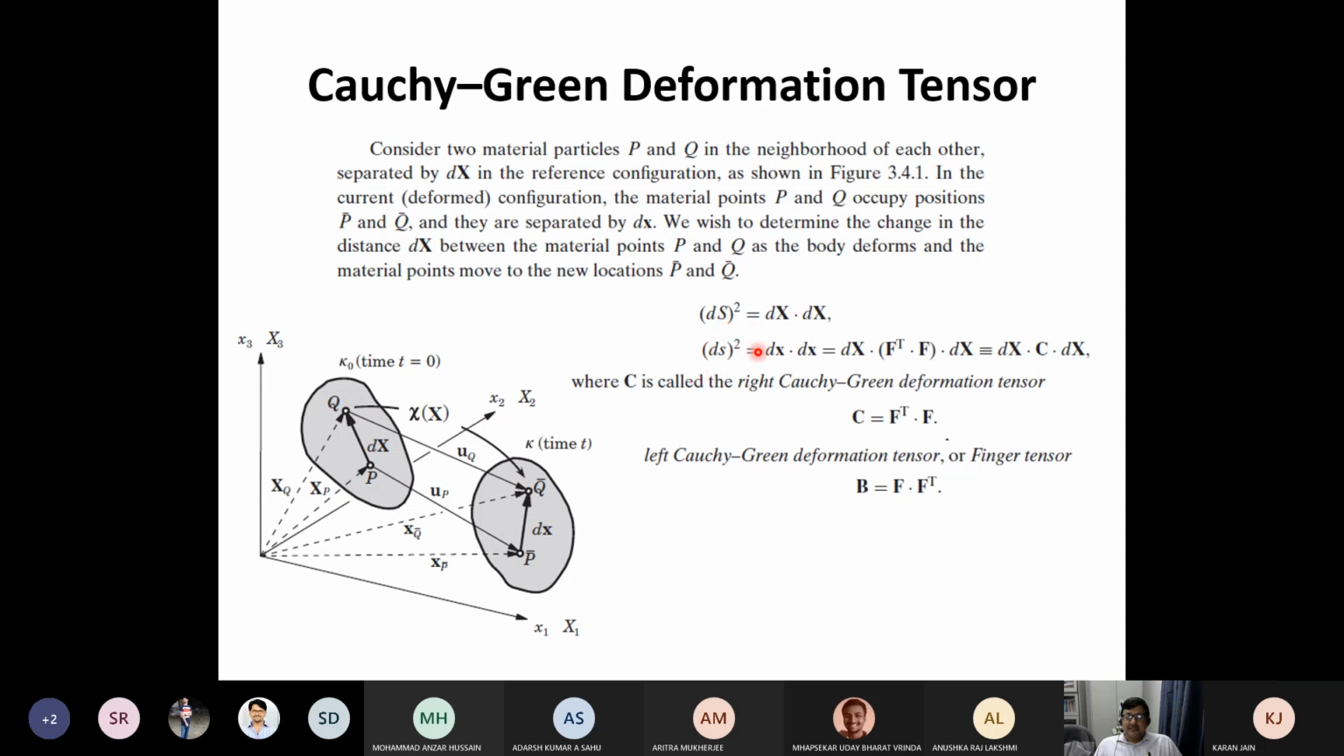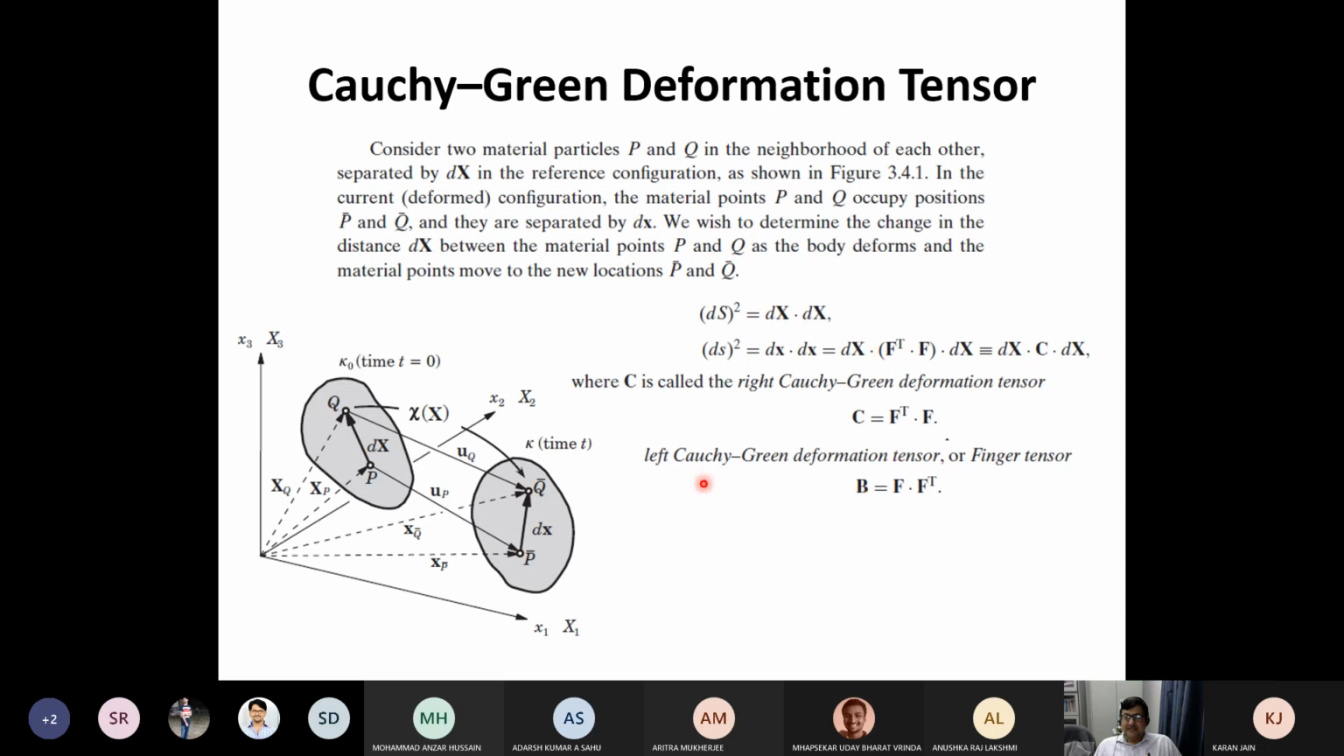And small ds square is the final area, and capital dX square is the initial area. So if you place all of them, suppose small ds square is dx dot dx. Now dx, you know, is dX dot F transpose dot F dot dX. If you write it like that, F transpose into F you express in terms of C. This C is called the Cauchy-Green deformation tensor.